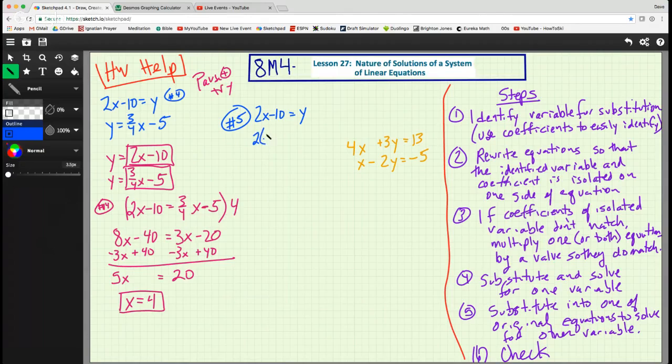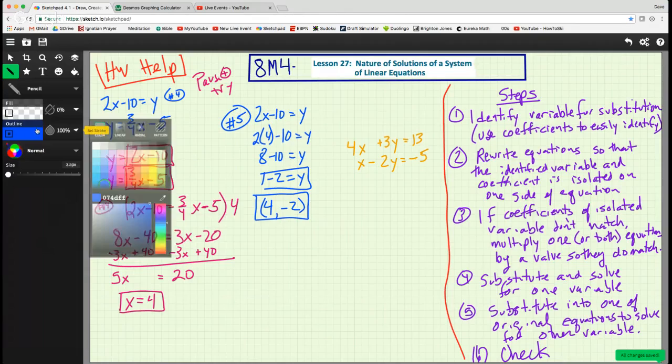So 2 times 4 minus 10 equals y. So 8 minus 10 equals y. So negative 2 equals y. So my answer is 4 for my x and negative 2 for my y. Hopefully this is getting easier for you. And now I'm going to do my check step in green.